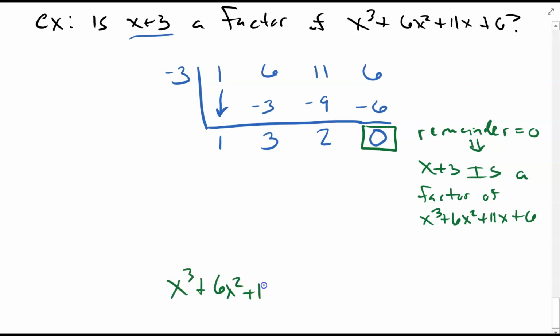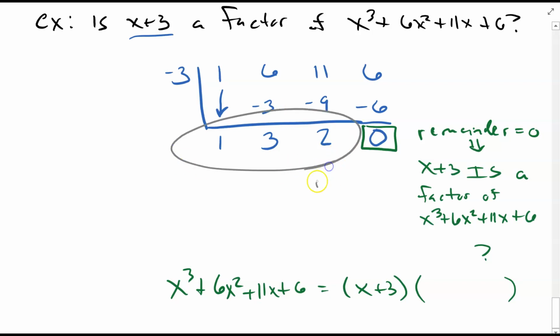So if x plus 3 is a factor, I know that x cubed plus 6x squared plus 11x plus 6 is equal to x plus 3 times something. Right? Some other polynomial. Everybody agree with that? What is that polynomial going to be? I have it right there. So remember that this is the constant term, the x coefficient, and the x squared coefficient.